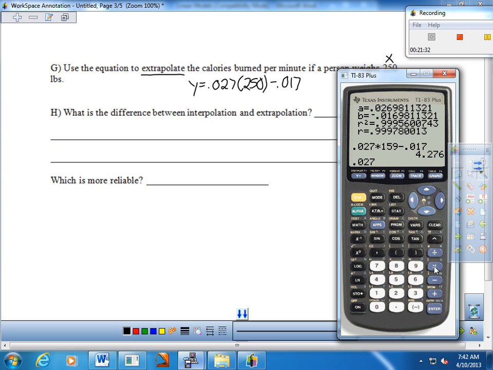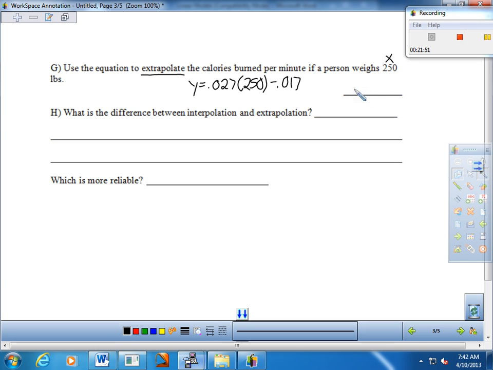So I type in that, in this case 250, and then minus the 0.017. And again, it is just a prediction. In this case, you can predict that somebody weighing 250 pounds, walking 3 miles per hour, would burn 6.733 calories per minute. All right, great.